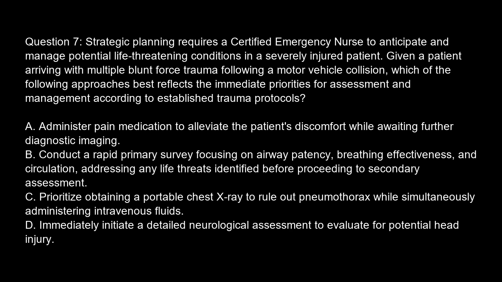Option A. Administer pain medication to alleviate the patient's discomfort while awaiting further diagnostic imaging. Option B. Conduct a rapid primary survey focusing on airway patency, breathing effectiveness, and circulation, addressing any life threats identified before proceeding to secondary assessment. Option C. Prioritize obtaining a portable chest X-ray to rule out pneumothorax while simultaneously administering intravenous fluids. Option D. Immediately initiate a detailed neurological assessment to evaluate for potential head injury.